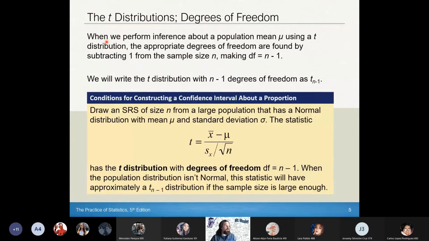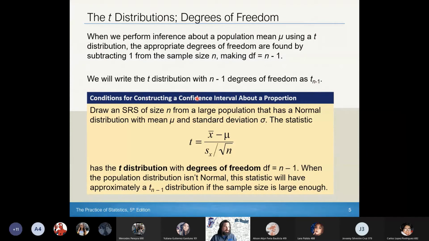So when we perform inference about a population mean mu using a t-distribution, the appropriate degrees of freedom are found by subtracting 1 from the sample size n, making degrees of freedom df equal n minus 1. We will write the t-distribution with n minus 1 degrees of freedom as t sub n minus 1.